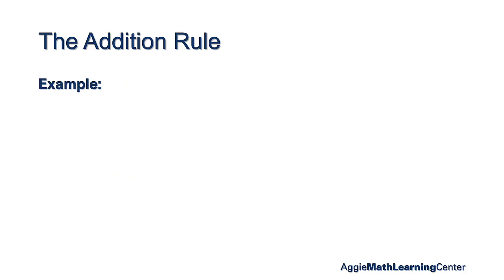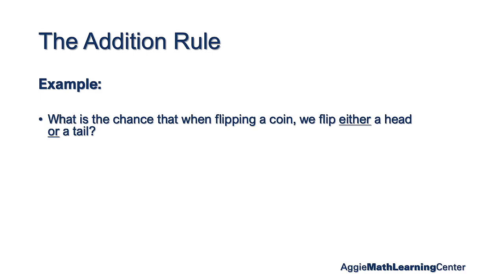Let's look at this example together to improve our understanding of the addition rule. What is the chance that when flipping a coin, we will flip either a head or a tail? Note the use of the words either and or within the problem. These words let us know that we should use the addition rule. However, first we must check if these events are mutually exclusive. If we flip a coin only once, can it be a head and also a tail at the same time? No, these events are mutually exclusive. So now we may use the addition rule to solve.